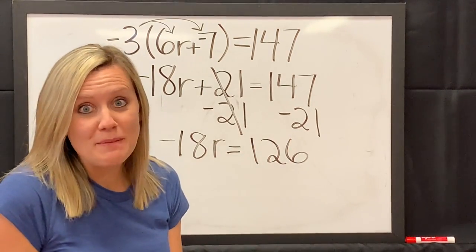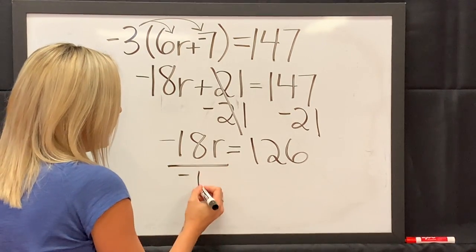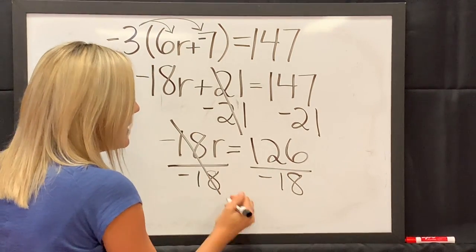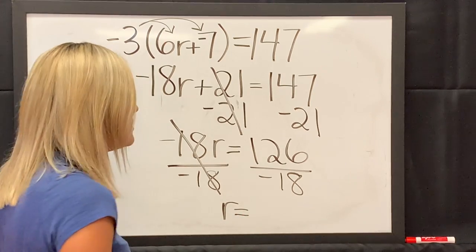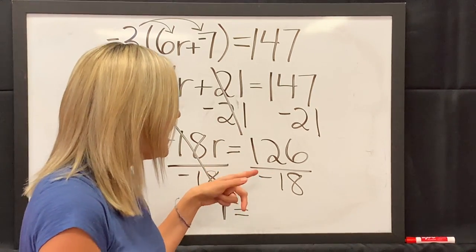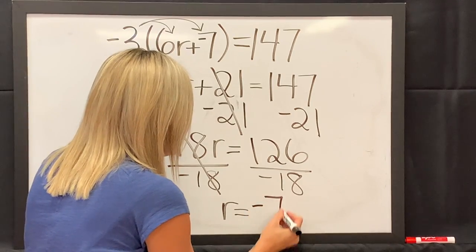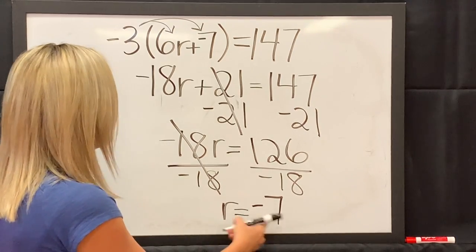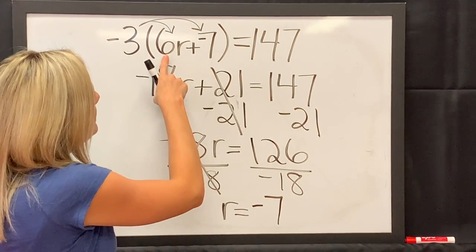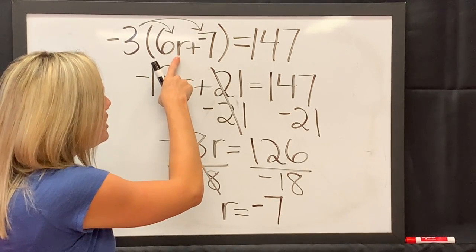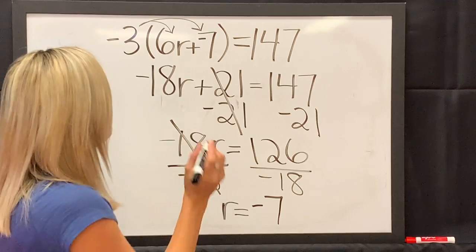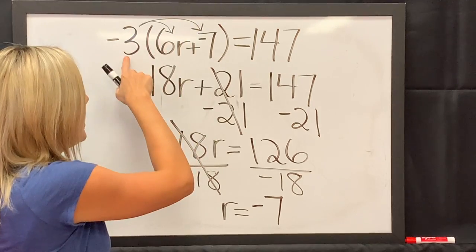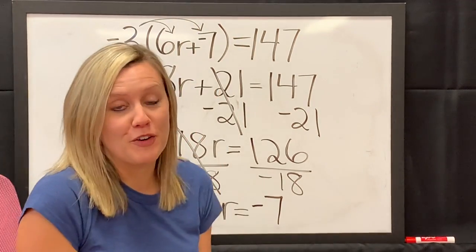Okay, I have one step left, and that is to divide by -18. Divide by -18. These will cancel, and I will be left with r equals 126 divided by -18, which is -7. And if I wanted to, I could check my answer. I could take this -7, plug it in here. 6 times -7 is -42. Plus another -7 would give me -49. So -49 times -3 should give me 147.